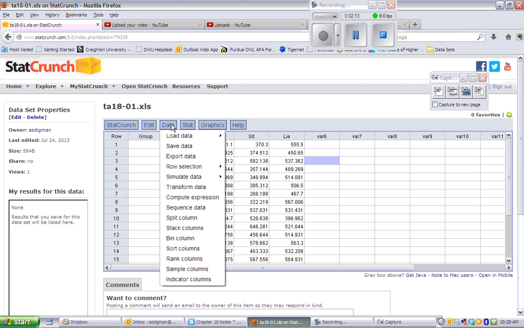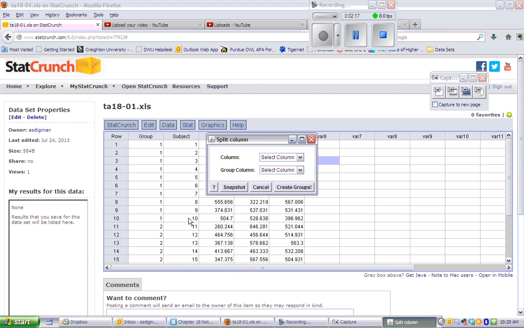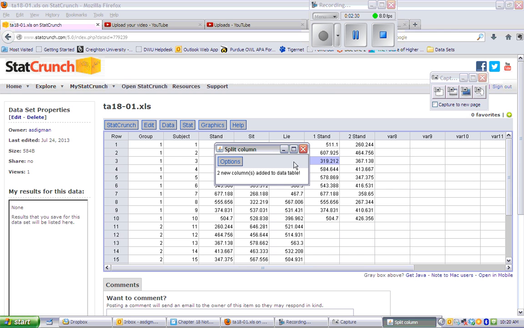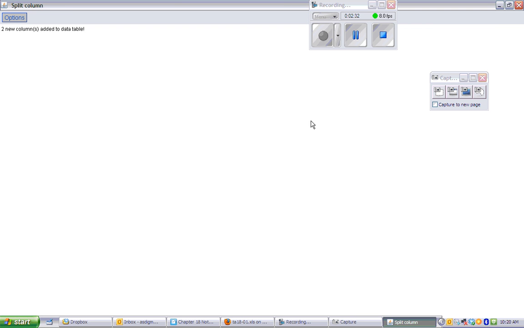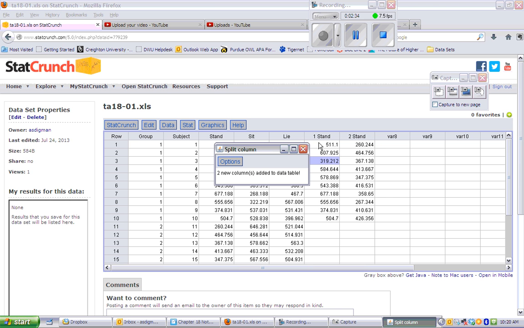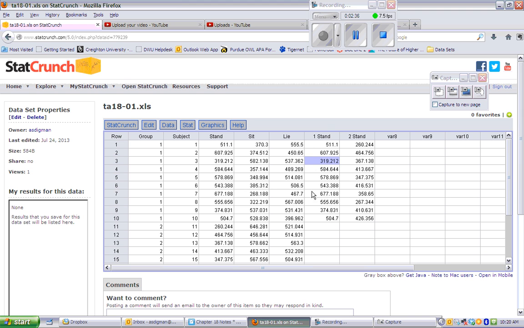We want to split that data so we have two separate columns. So you will go to Data and Split Column, sometimes it's called Unstack. We're going to split the column of standing, that's our minutes of standing and walking, and we want to group it by our group. We want to put the lean group in one column, our obese group in another column. So we'll hit groups. Our standing group for our lean, and our standing group for our obese.